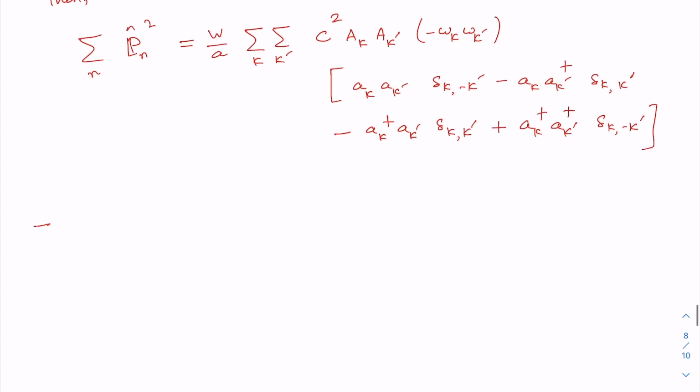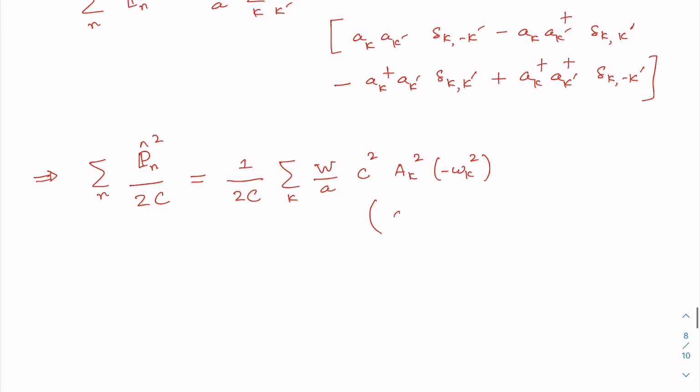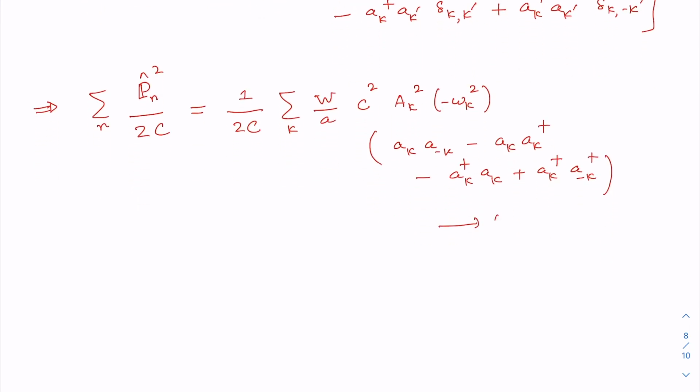Okay, so this implies that I will get the first term in the Hamiltonian, that would be pn square by 2c, equal to 1 by 2c summation over k w by a capital C square ak square minus omega k square, and inside the bracket I will have ak a minus k minus ak dagger minus a dagger k ak plus ak dagger a minus k dagger. Okay, so this is what I will get. So let me say this is my equation number 2.